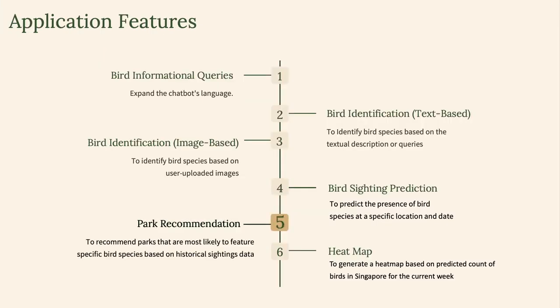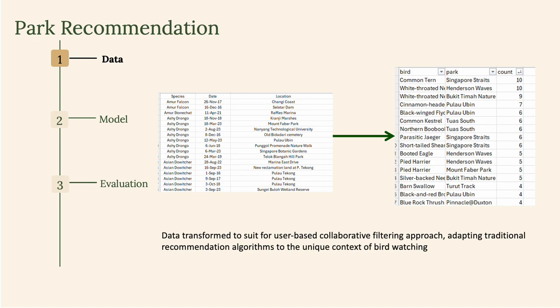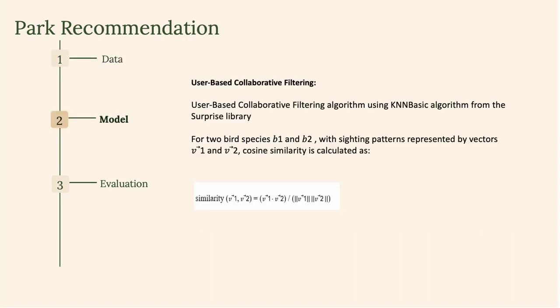The park recommendation system enhances birdwatching by suggesting parks where specific birds have been observed or are likely to be seen. It employs user-based collaborative filtering, adapting traditional recommendation algorithms for birdwatching. We collected historical bird sighting data from the Singapore Bird Database, including species, dates, and park locations, and normalized it using min-max scaler from Sklearn for fairness in recommendations.